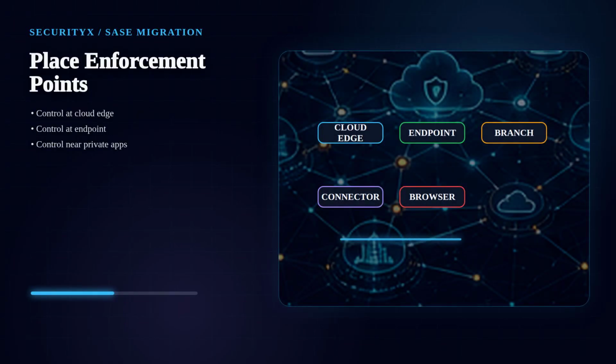Policy enforcement points are where decisions become action. In SASE, enforcement may happen at the cloud edge, endpoint agent, browser session, private app connector, or branch edge. The architect must know which point can see the traffic, inspect the context, and apply the required control.